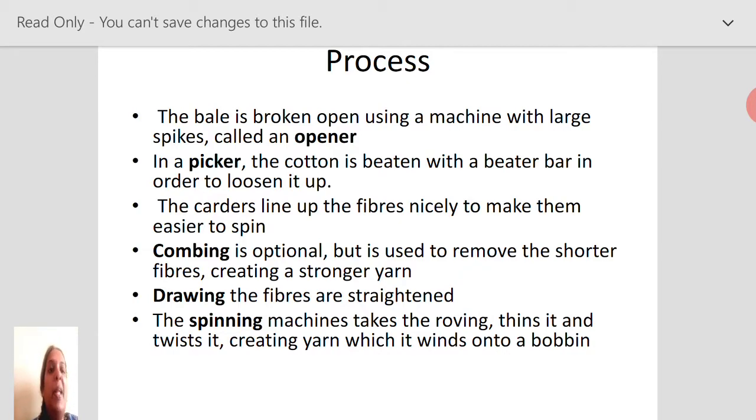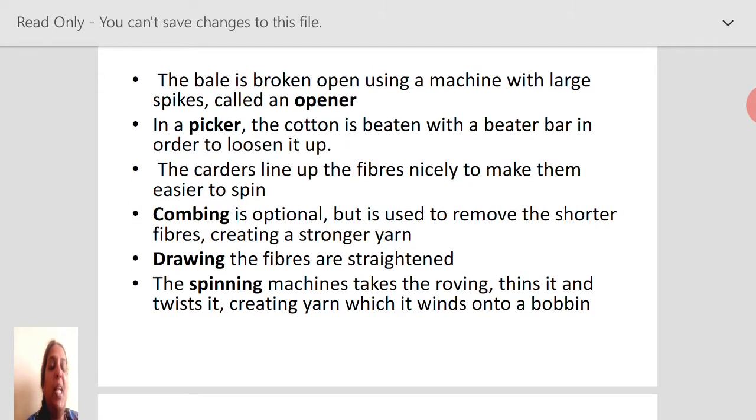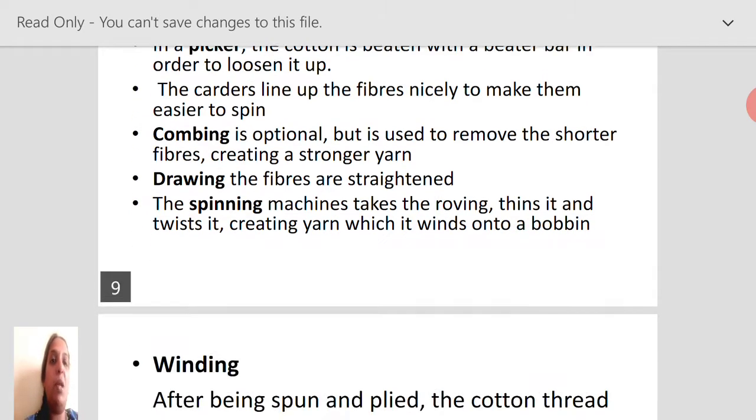And combing is optional, but it is used to remove the shorter fibers as well as create a stronger yarn. And drawing is a process where the fibers get straightened up. And in the spinning machines, the fibers will get thinned and twisted, and it will be created into yarn, which will be wound onto the bobbin.